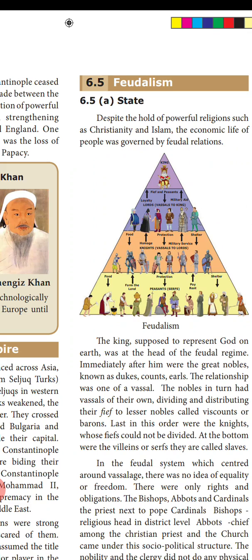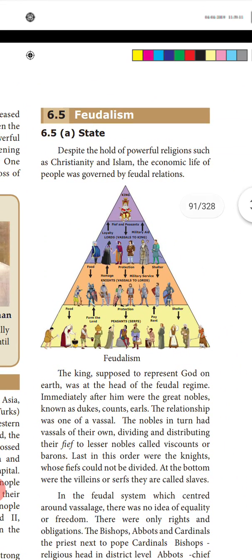It's another thing in the Middle Ages. The Middle Ages was ruled by feudalism. Despite the powerful religions such as Christianity and Islam, the economic life of people was governed by feudal relations, feudal lords. See, the system of feudal lords looks like a pyramid. So at the top, the king was there. Below the king, the vassals, sub-vassals, the nobles.